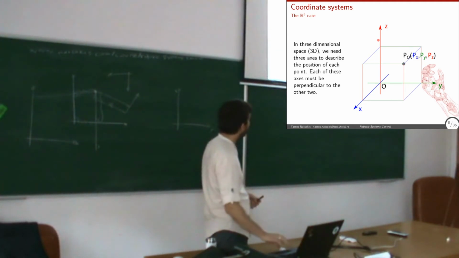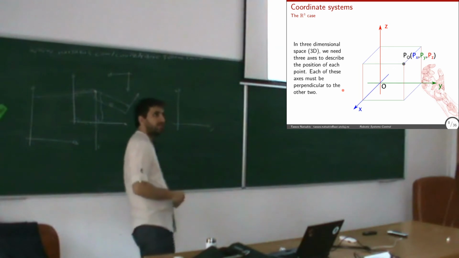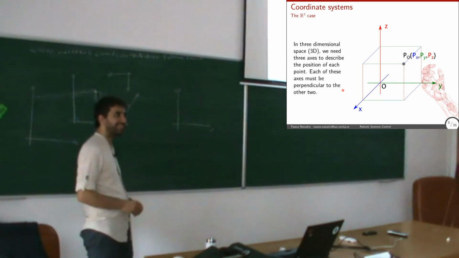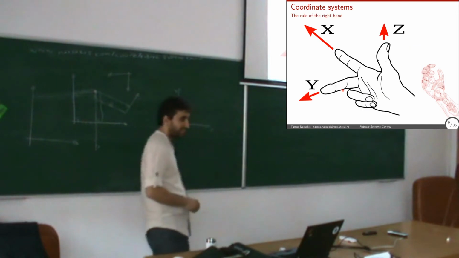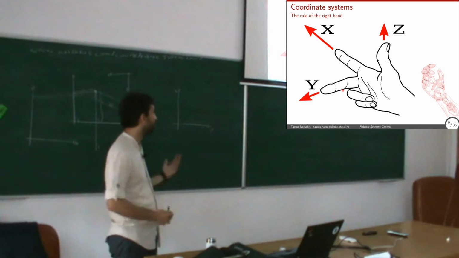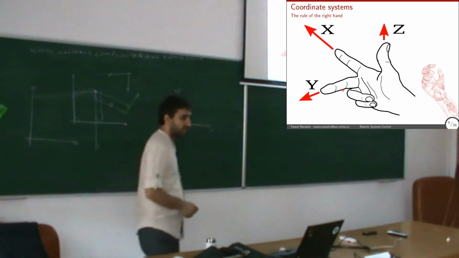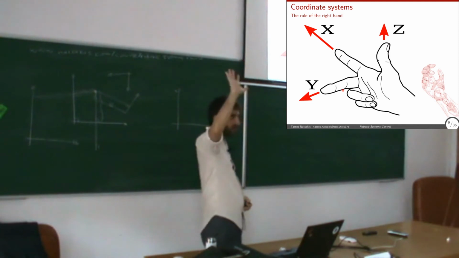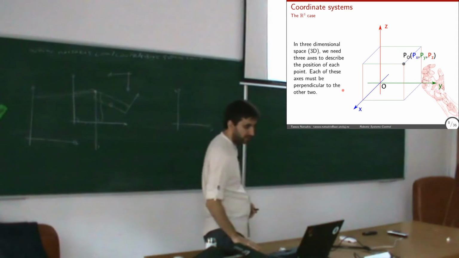Do you know how we assign which one is x, y, and z? Any idea? Ever heard of it? George? The right hand rule. The right hand rule, the rule of the right hand. Ever heard of this before? Basically, our right hand allows us to make sure that we get the order correct.